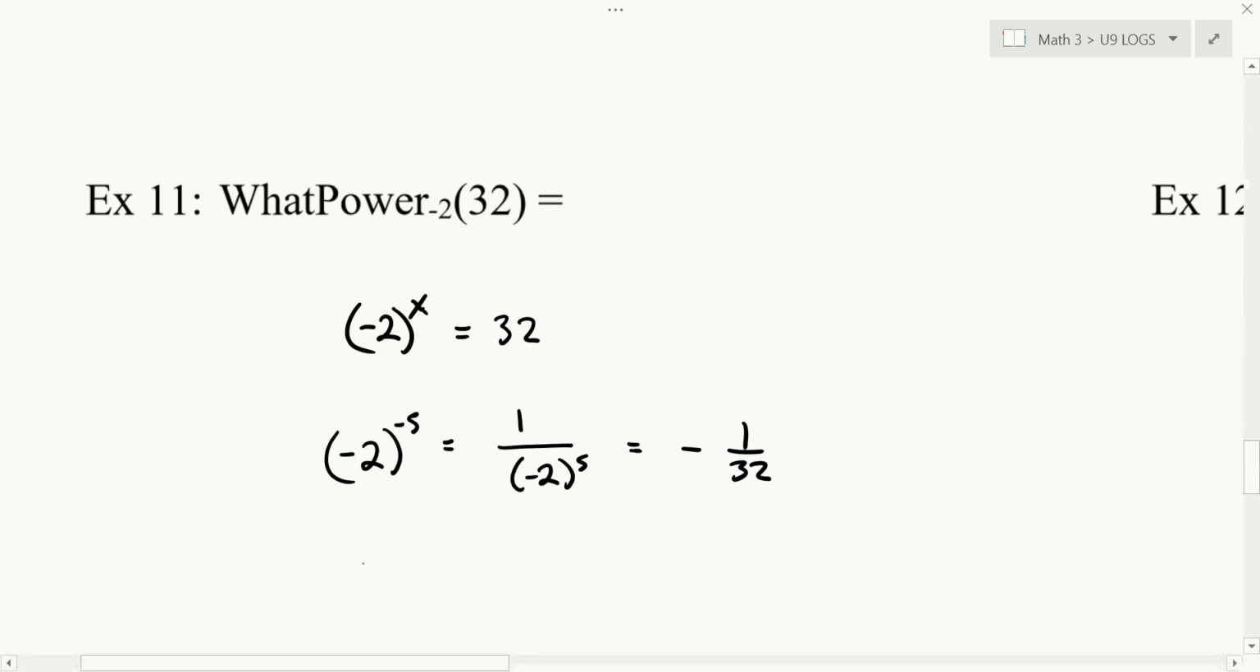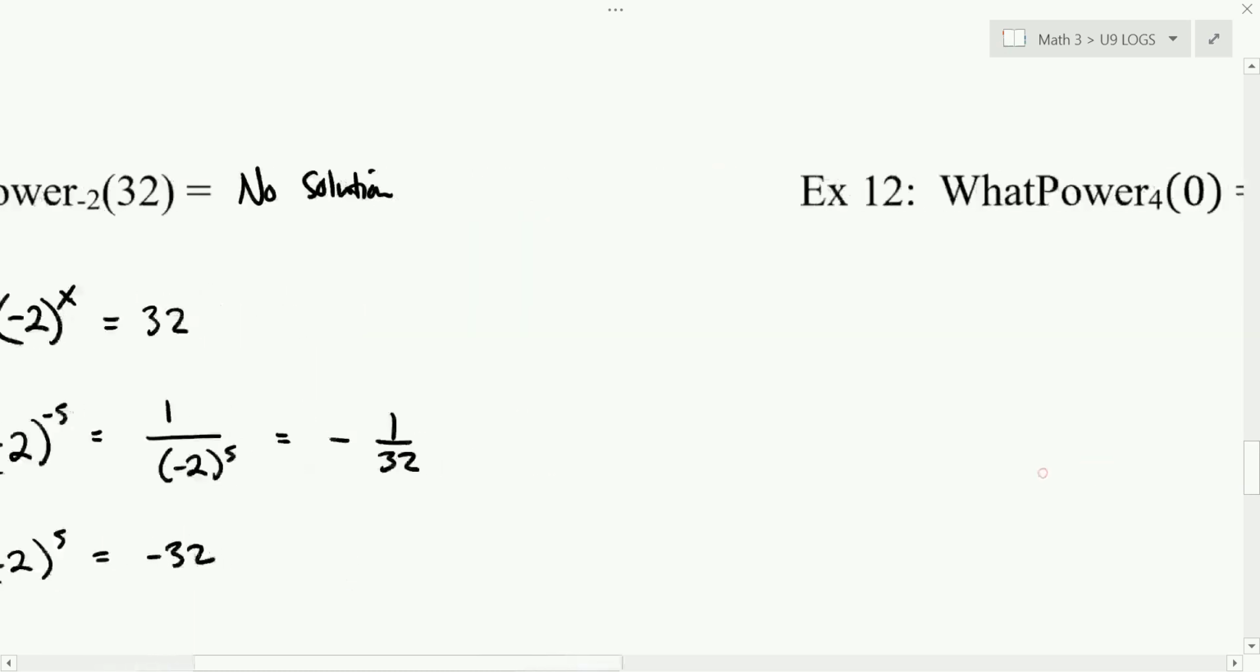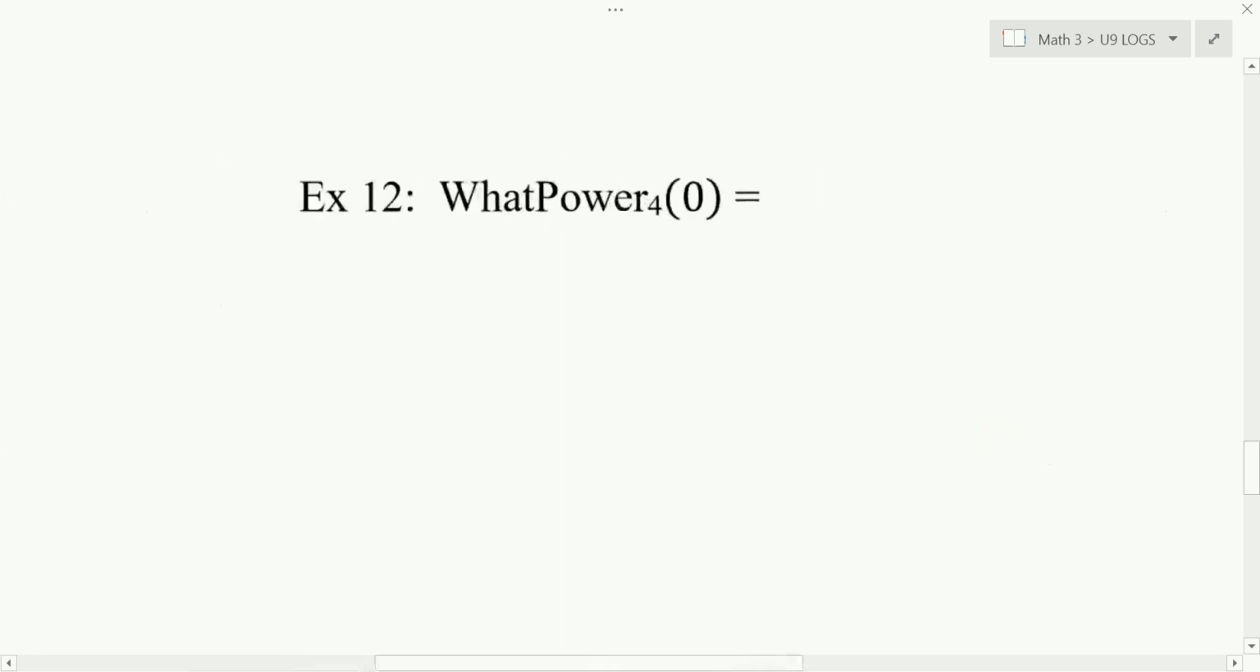Is this going to work out? No. If we do -2 to the 5th power, we end up with -32. That's as close as we can get to it, but it's negative. No way to avoid that negative. So this, again, no solution. How about this one? 4 to what power equals 0? Is that possible? Again, not possible. No solution.